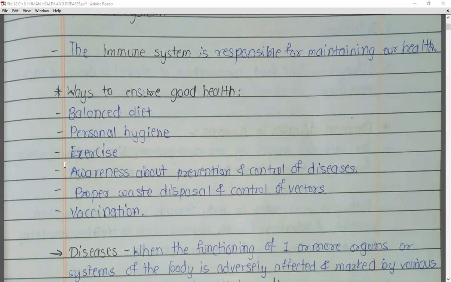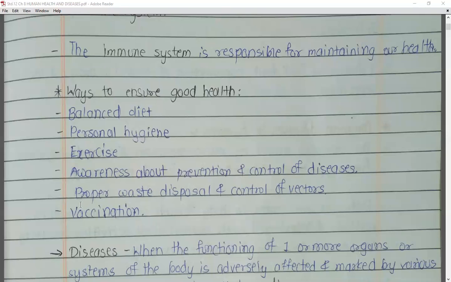Third is exercise. You should exercise every day to make yourself fit and keep yourself fit for a longer time. Fourth is awareness about prevention and control of disease. You should be aware of the different types of disease, that if you're not eating proper food, then you may go through cholera or jaundice or something like food poisoning. So you should be aware about the disease, you should know how to prevent it as well as how to control it. So this is also one of the ways to ensure good health.